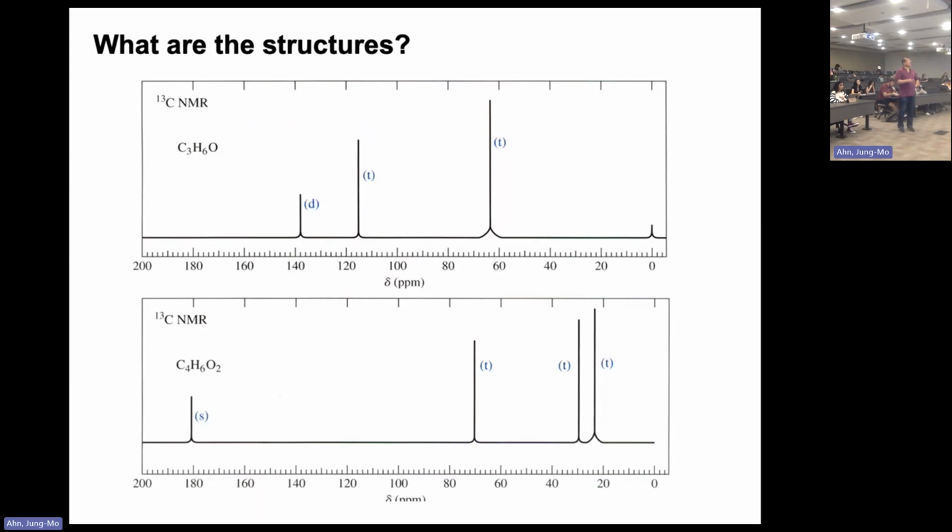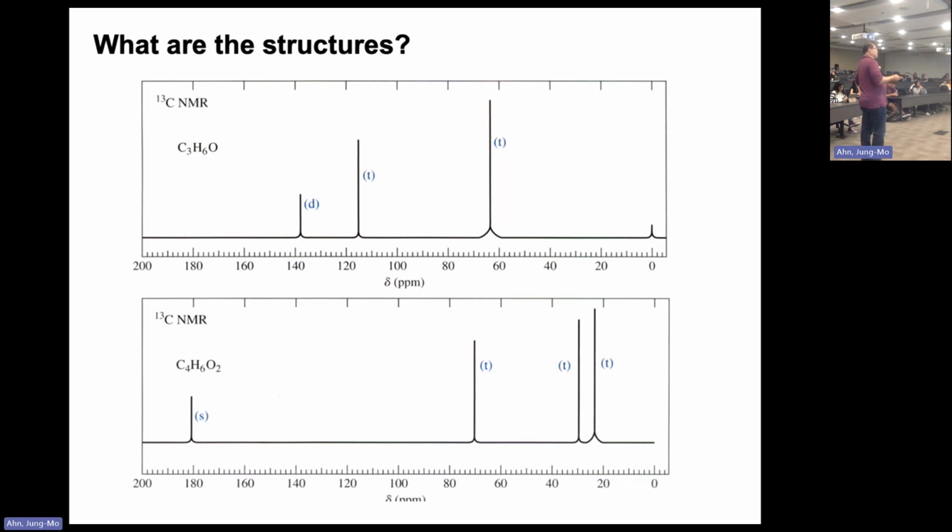This is a really simple molecule. You see 3 carbons, 6 hydrogens, 1 oxygen. That's the molecular formula. So, as I said, when you see the carbon-13 NMR, what you need to pay attention to is how many peaks there are here.